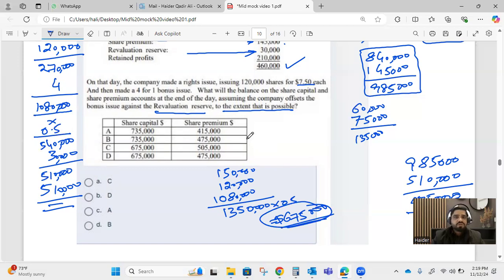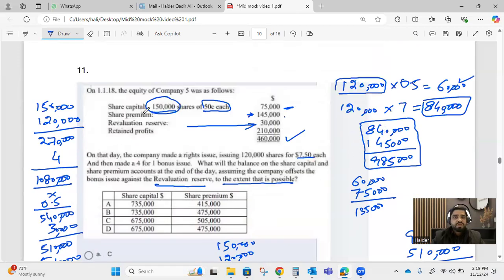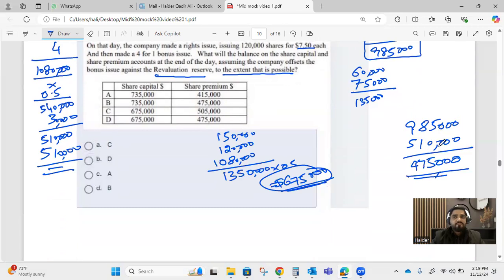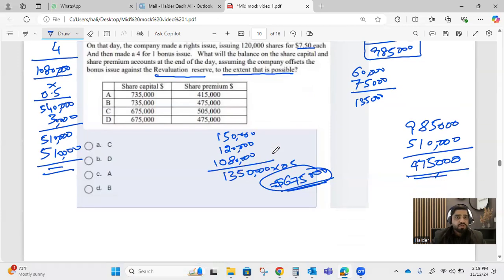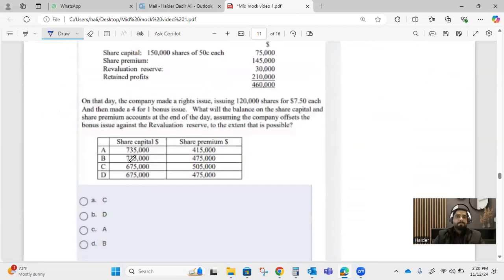And share premium was initially just 145. We increased the share premium to 985,000. We reduced the share premium by 510 because it will be used for the bonus calculation, and the last value of our share premium would be 475,000. This was a little bit tricky question, but if you use your tricks step by step, it will be a very easy question. Now the answer is D. Means option D is the correct answer. Next question.